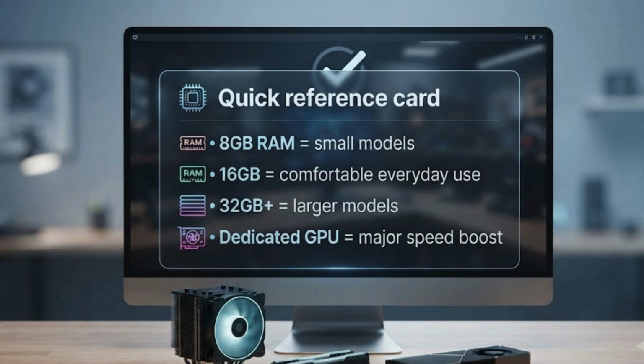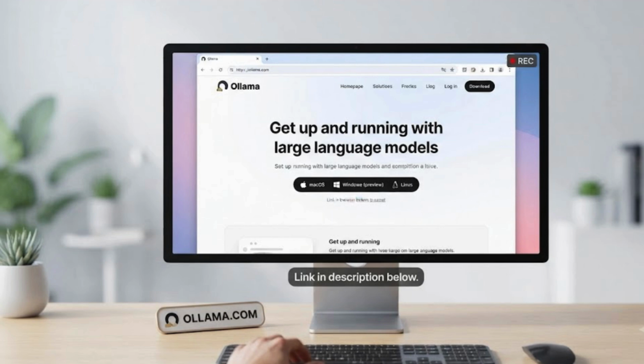Let's move on to the actual installation. Step 1. Downloading Ollama. Open your web browser. I'm using it right here on screen, and go to ollama.com. That's OLLAMA.com. I'll also put this link in the description below so you can just click straight through instead of typing it.